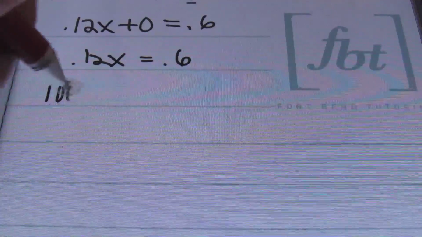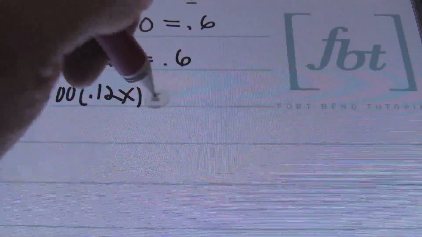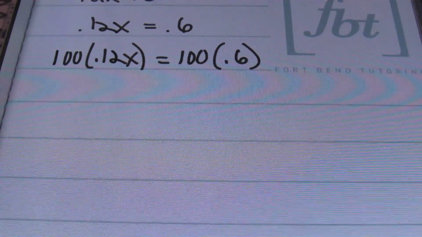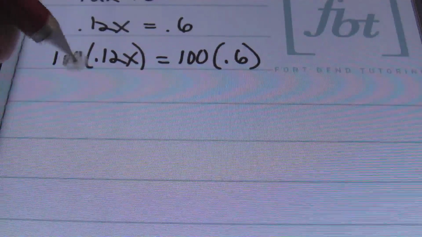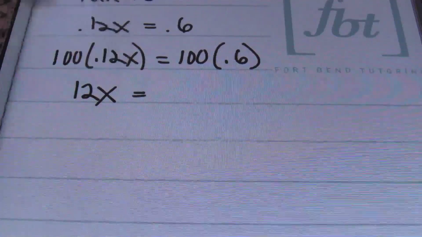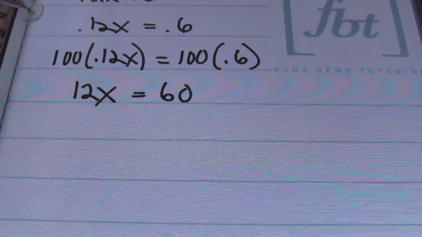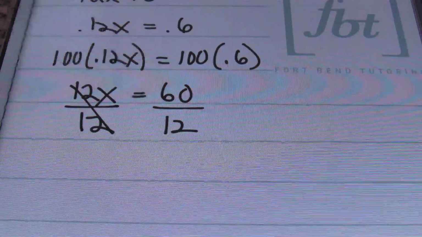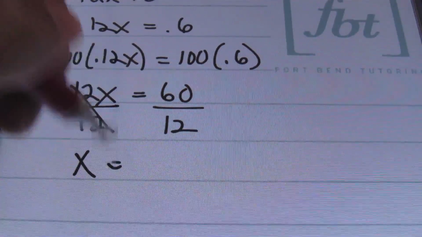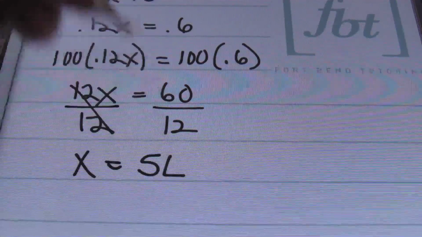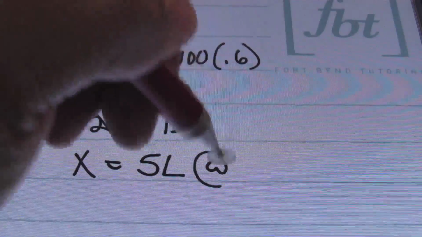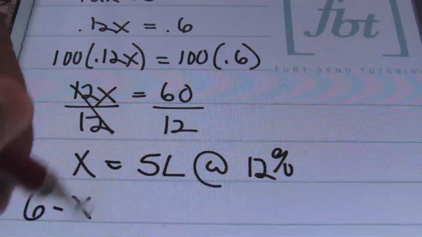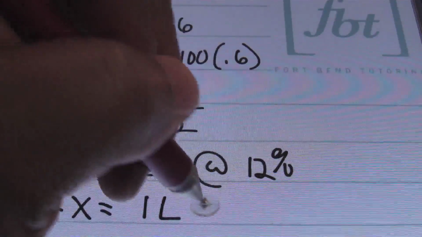Then I'm going to multiply both sides by 100 to get rid of those decimals here. All right, so do not likey the decimals. Moving the decimal 2 places to the right is the result of multiplying by 100. So I'll end up with 12x equals 60, just like so. Then dividing both sides by 12, 60 divided by 12 is 5. So I know that I'll need 5 liters, ladies and gentlemen, of my 12% solution, and I'll also need 6 minus x, which turns out to be 1 liter of water.